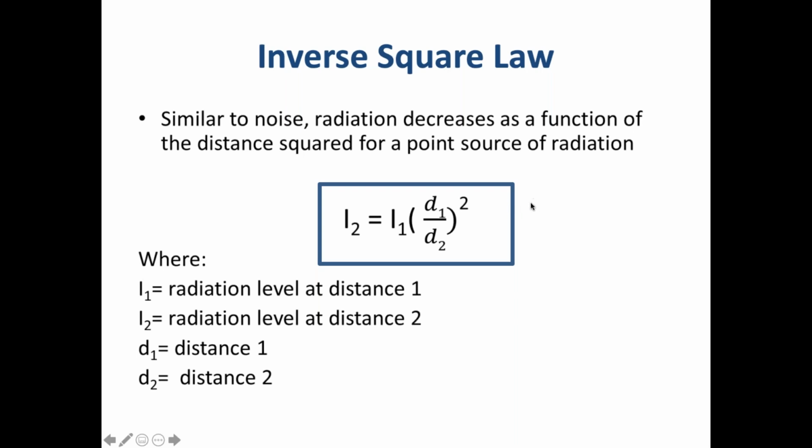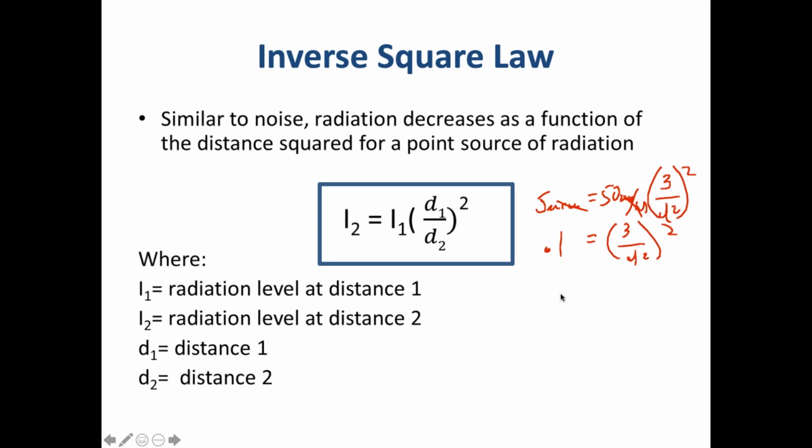Okay, so I2 is, let's see, the final radiation level we want is 5 millirem per hour, which is equal to 50 millirem per hour times D1, which is 3 feet, over D2 squared. Am I right about that? Now if I move this over to the other side, it's 0.1 and it's unitless, right? The units are gone, is equal to 3 over D2 squared.